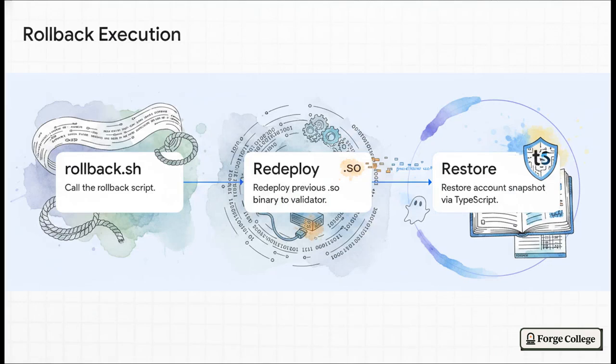So here's how the actual rescue plays out. First, our automated test suite calls that rollback.sh script we talked about. This script fires off a local command to redeploy the previous .so binary, that's our compiled Rust program, right back to the local validator. Then, using a handy little TypeScript helper, it restores the account snapshot, safely rewriting the account values back to their normal pre-disaster state.